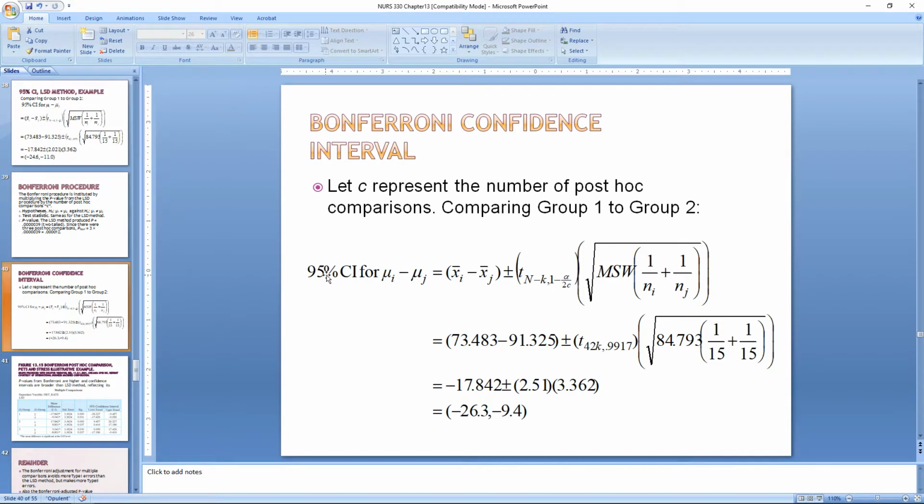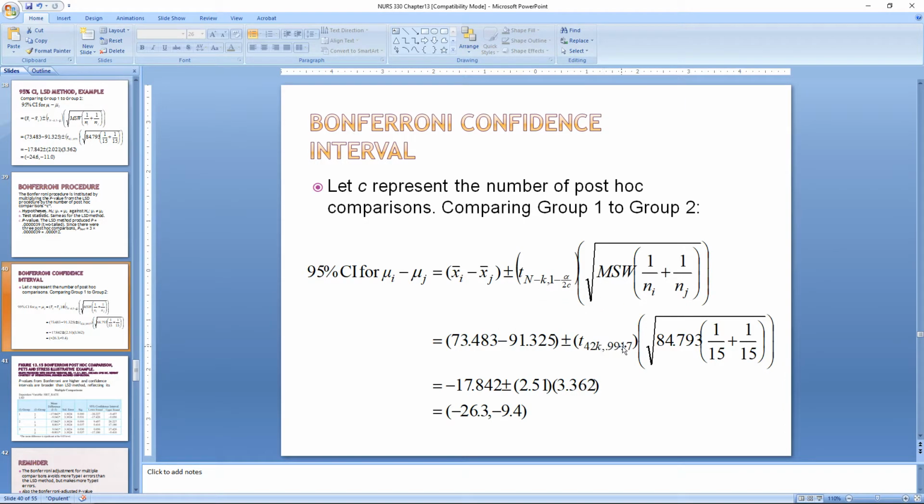So for a Bonferroni confidence interval, you let C represent the number of post hoc comparisons. So it depends on how many groups you have is how many comparisons you make. So this is comparing group 1 to group 2 for this confidence interval. As you can see, fairly similarly set up to the way we've been doing our confidence intervals. Plug our values in. You'll notice that the 1 minus alpha, instead of over 2, it's multiplied by our C here for the number of comparisons in the groups.